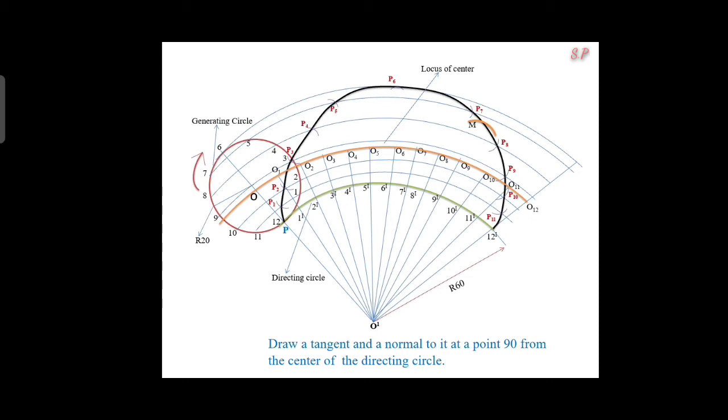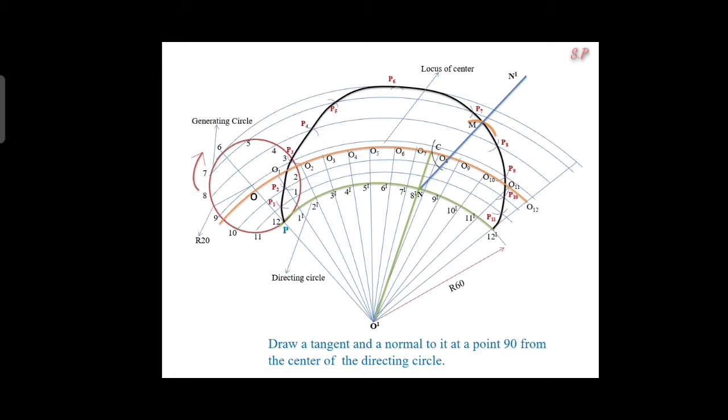Now M is the center, 20 mm is the radius. You draw the arc on our locus of the center line. That intersecting point is capital C. Now you join O dash and C. The O dash C line is intersecting on our directing circle. That intersecting point is N. Finally you join N and M. You will get the normal line N M.